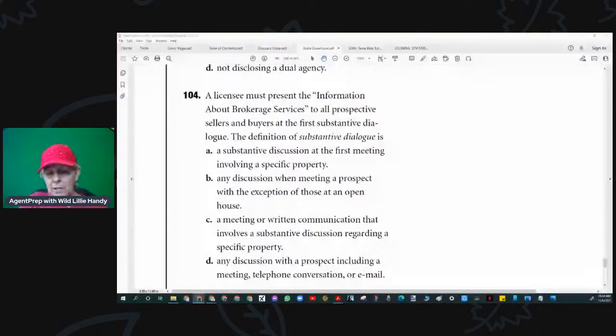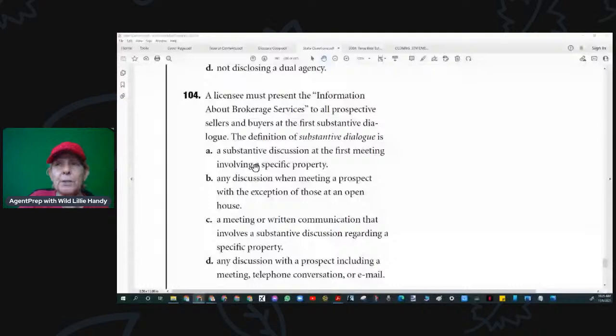Okay, the answer here is 104C. A meeting or written communication that involves a substantive discussion regarding a specific property. The last one says any discussion with a prospect, including a meeting, telephone conversation, or an email. Okay, you could be talking about a lender or some other conversation, the day, the weather. Well, that is not discussing a specific property.